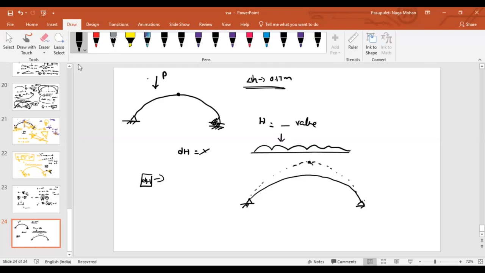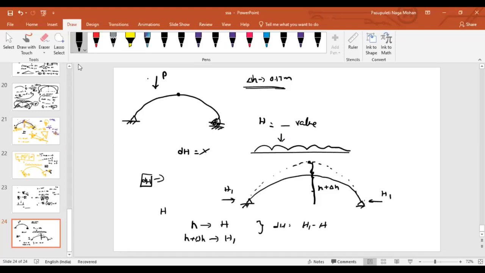Now find out the horizontal thrust because of H plus delta H. If you know delta H, you know this value H plus delta H, then can you find it? Yes, sir. We can find. In the original case, treating central rise as H, find out the horizontal thrust as H. Treat H plus delta H, find out the horizontal thrust as H1 by using the equilibrium equation. Then can't I write my change in horizontal thrust as H1 minus H?